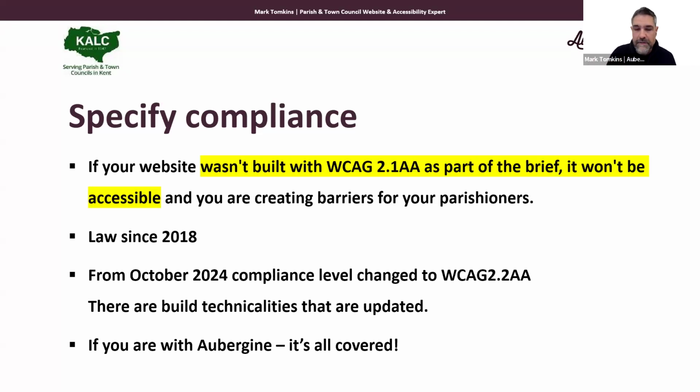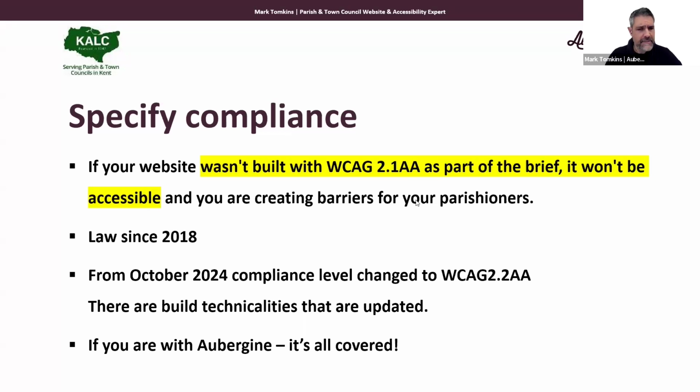Because if you aren't making sure that your website meets the compliance, and by the way, the current standard is something called WCAG 2.2 AA, WCAG, Website Content Accessibility Guidelines. The current standard is 2.2 AA. That was what came in October last year. And prior to that, it's been law since 2018, meeting the standard WCAG 2.1 AA.